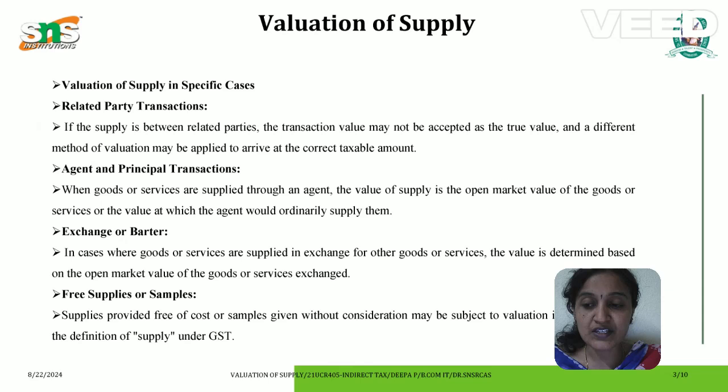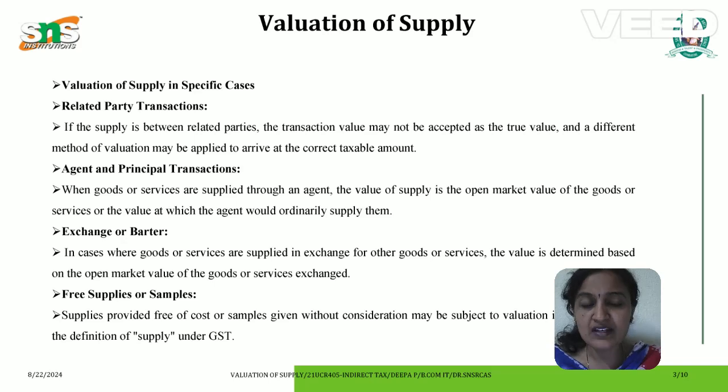Related party transactions. If the supply is between related parties, the transaction value may not be accepted as the true value, and a different method of valuation may be applied to arrive at the correct taxable amount. When goods or services are supplied through an agent, the value of supply is the open market value of the goods or services, the value at which the agent would ordinarily supply them.